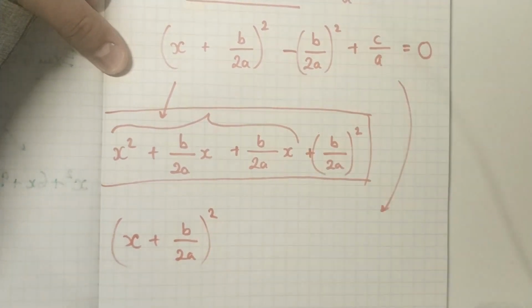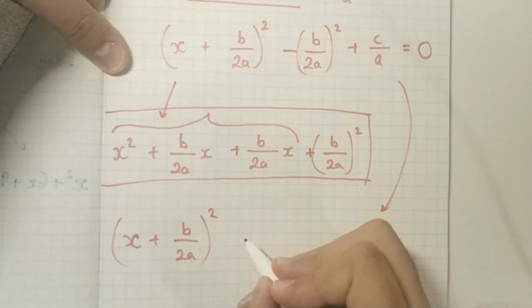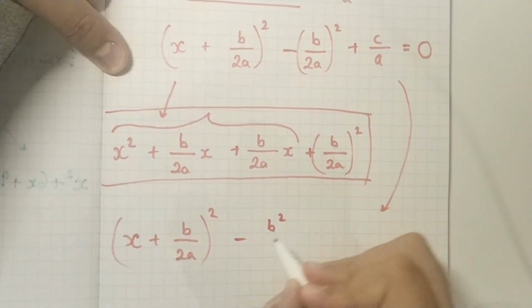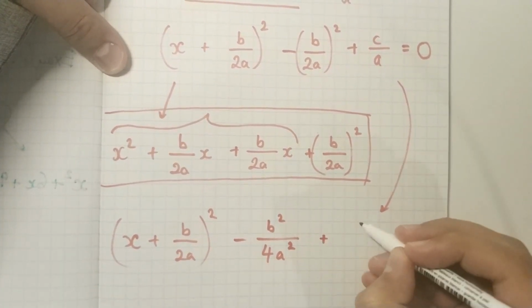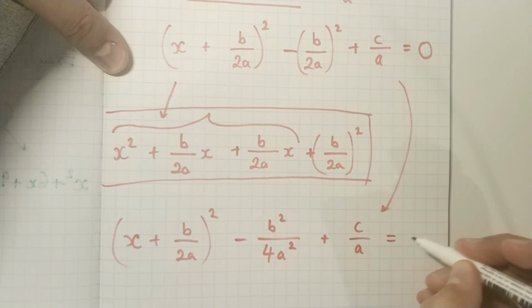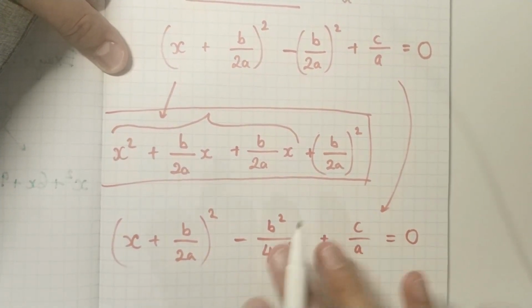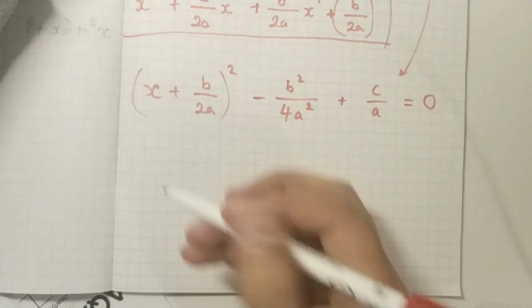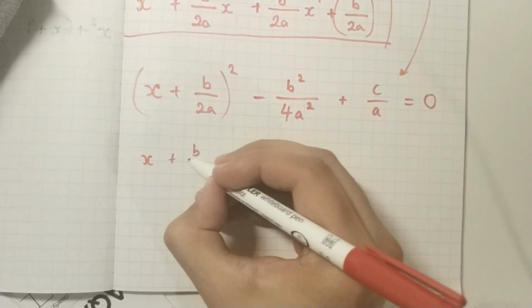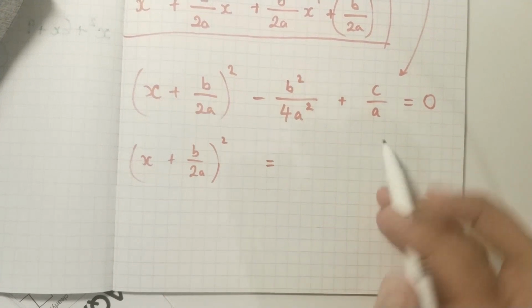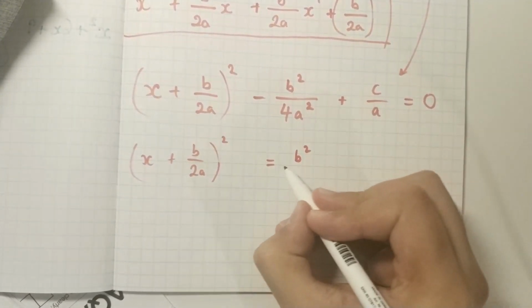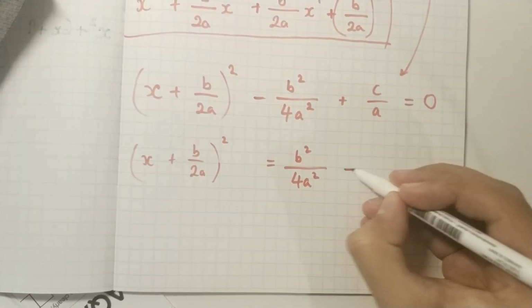Let's try and simplify this up a little bit. What can I do? Well, let's just expand that. I'm just going to take all of this stuff to the other side. So I get x plus b over 2a equals b squared over 4a squared minus c over a.